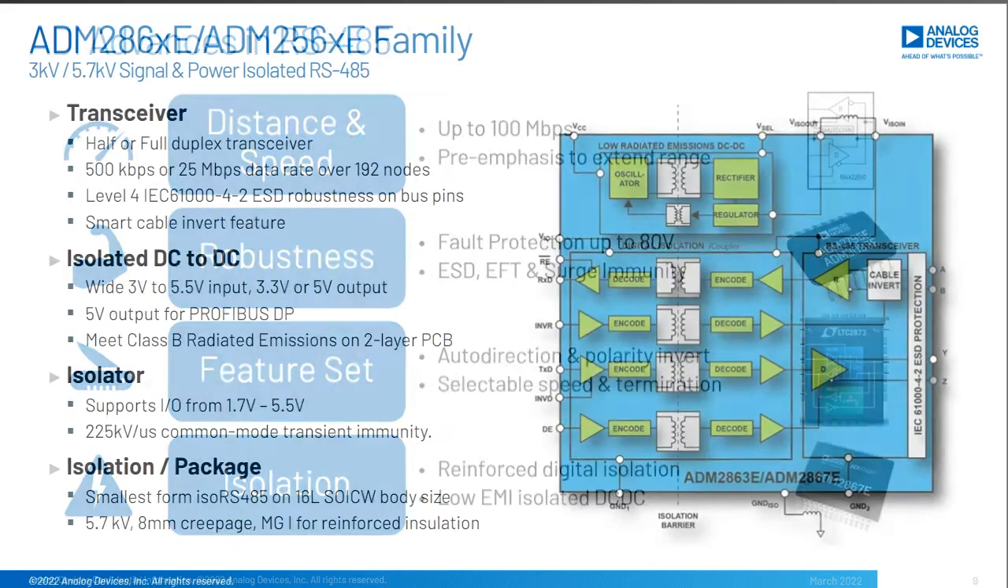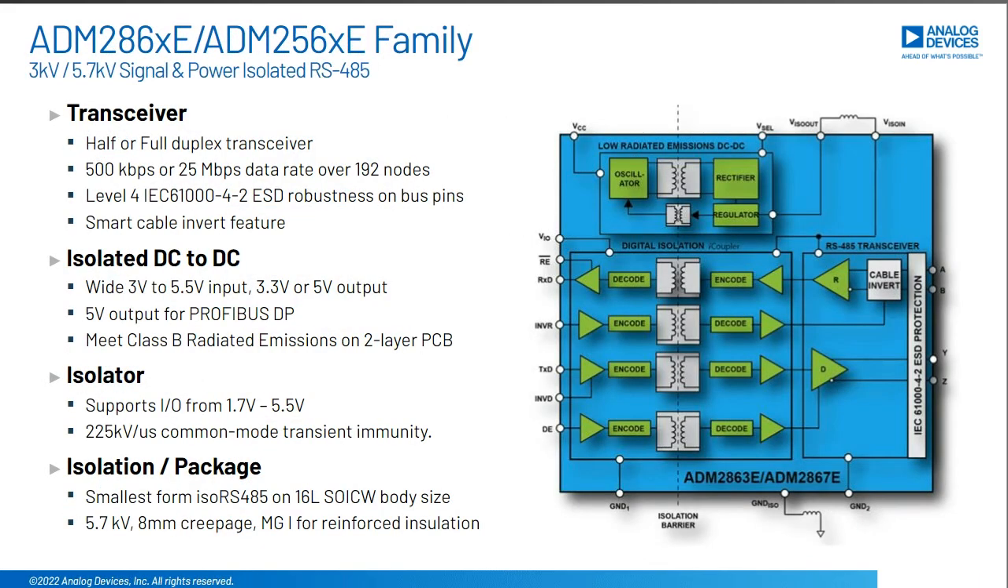So here I am showing an example of our latest isolated RS-485 transceiver. This is a signal and power isolated device. It features a leading RS-485 transceiver, a 4-channel digital isolator, and a low EMI isolated DC-DC converter. And these are the type of devices that are ideally suited for any fieldbus communication networks that you're designing.